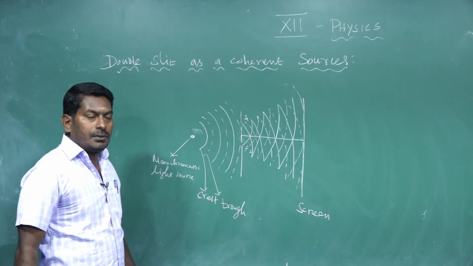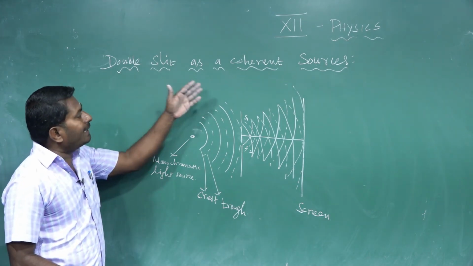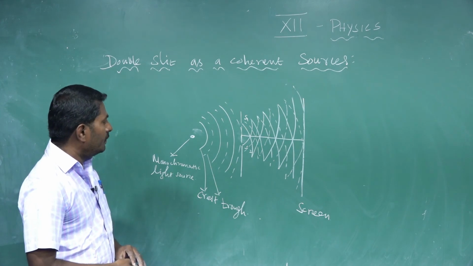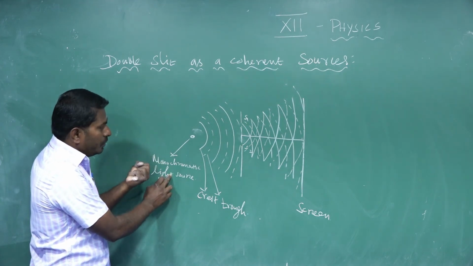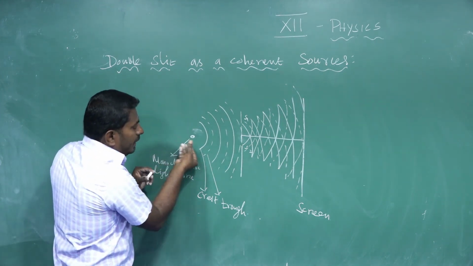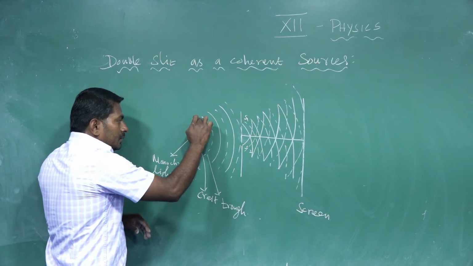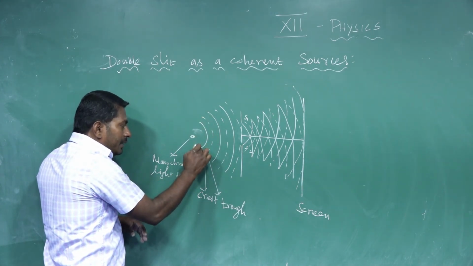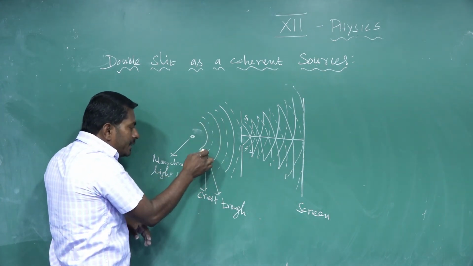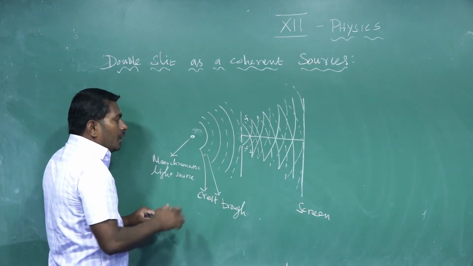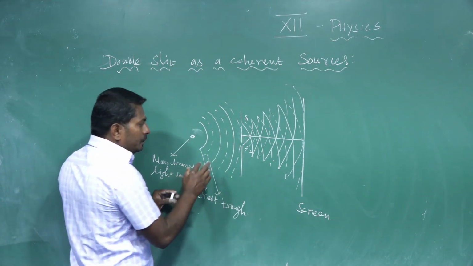So dear students, the next important topic in wave optics: how a double slit acts as two coherent light sources. We have a single monochromatic light source, which emits light waves that travel towards the right side. This thick continuous line shows the crest of a wave. The discontinuous line shows the trough of a wave. Both waves originate towards the right side from a single monochromatic light source.